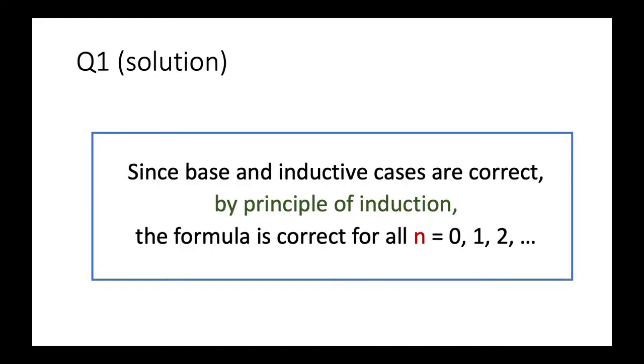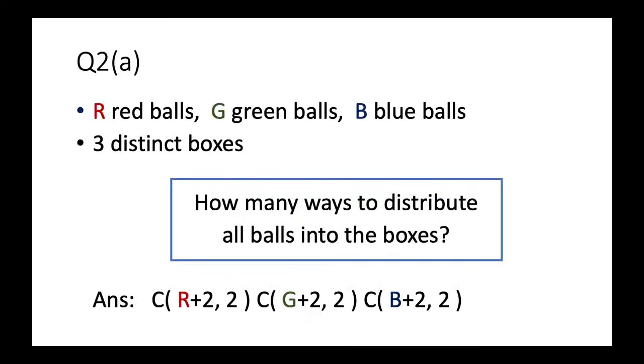Okay, let's start with the next question. We have R red balls, G green balls, and B blue balls. Altogether, there are three distinct boxes. We want to find out how many ways we can distribute all the balls into the boxes. Because the boxes are distinct, but the balls are identical.